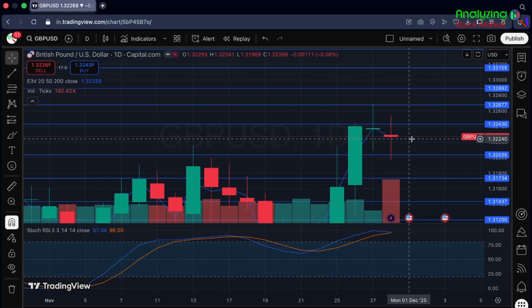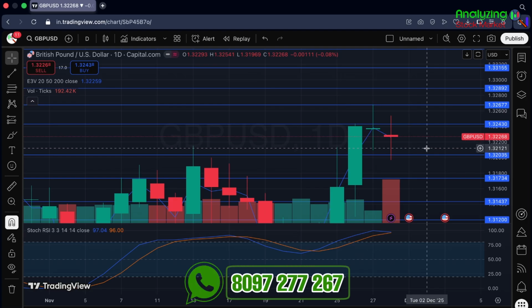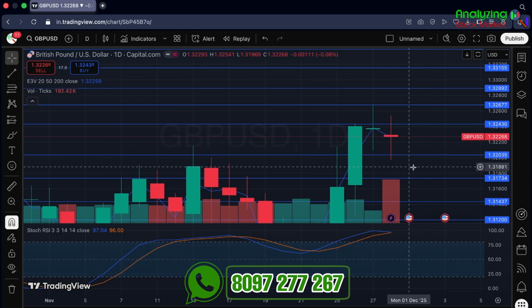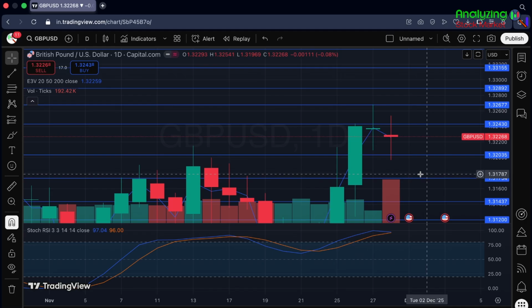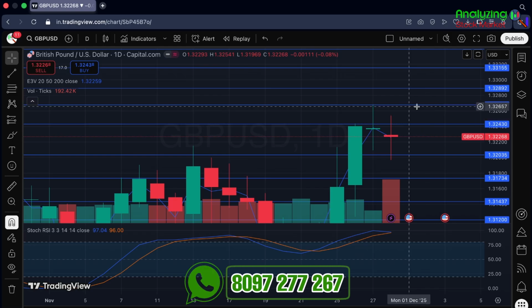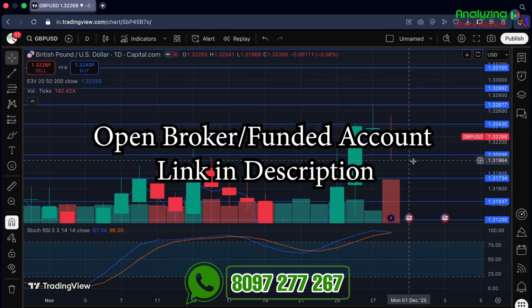Now let's talk about my opinion on GBP USD for this week. According to the previous week closing, I'm expecting a negative move towards this end, that is 1.31734 to 1.32035. I'm expecting a closing in this range. If you're going for any long trade, then you can go for a long trade once 1.32430 gets breached and a 1-day candle or a 4-hour candle closes above this, and we can go for a target till 1.32677. So overall, my expectation is a bit negative in this range.